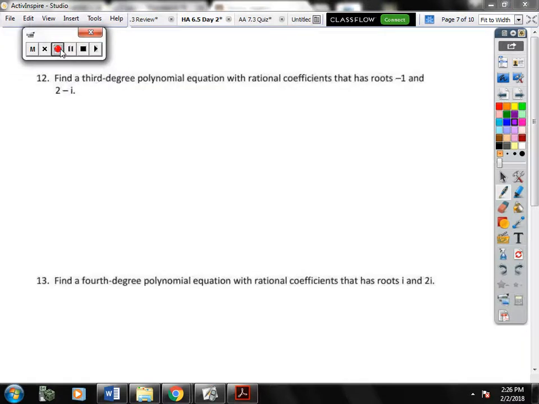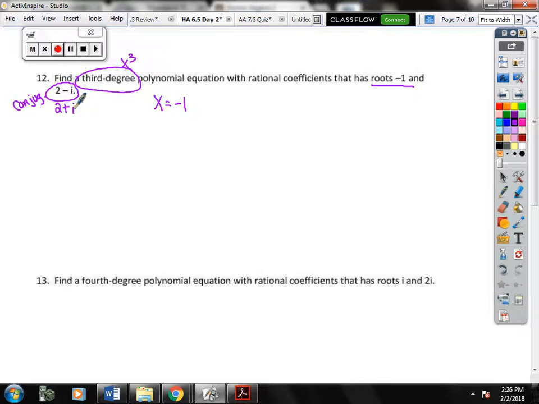Okay, I wanted to pop back on and finish example 12 for any of you that might have been struggling. So this one is telling us that we should have a 3rd degree polynomial, which means my final answer should have x cubed in it. Rational coefficients, and the roots are negative 1 and 2 minus i. Now because this is a complex answer, we can use the imaginary root theorem and its complex conjugate, which tells me that 2 plus i is also a root.